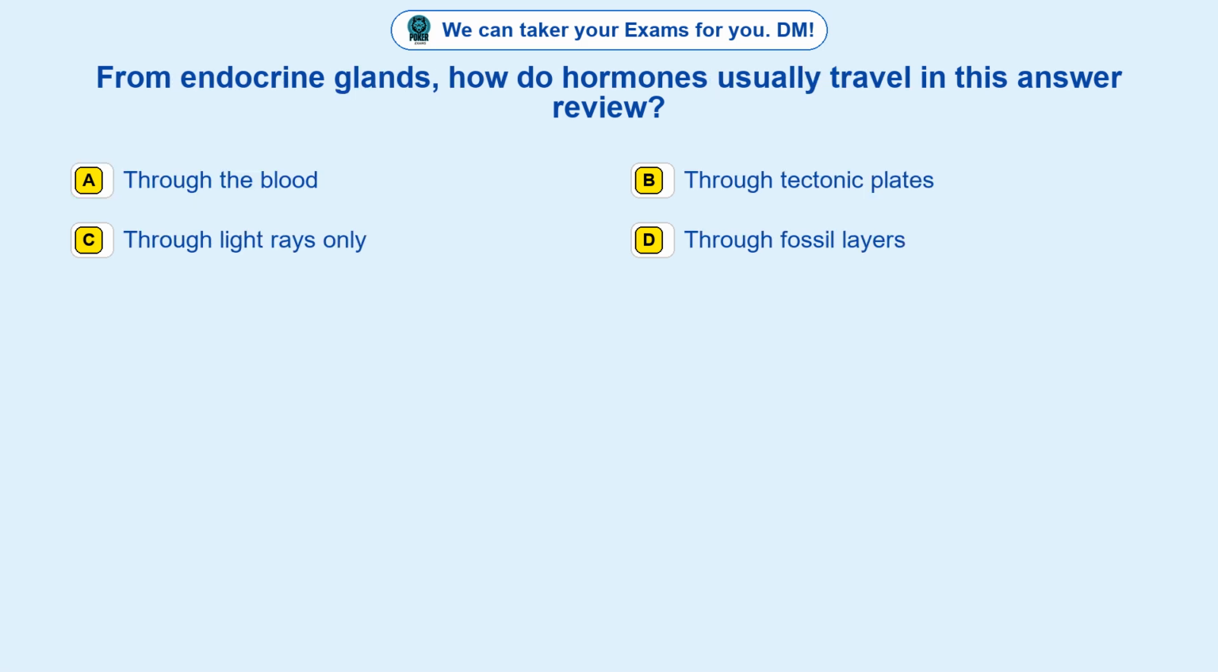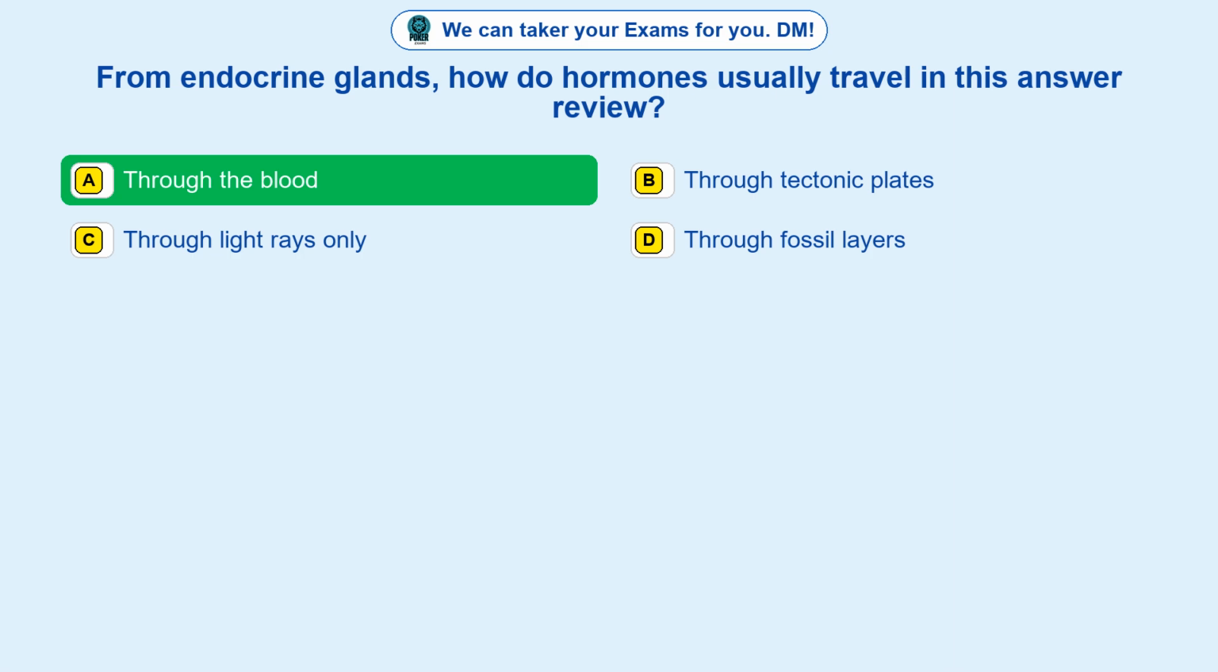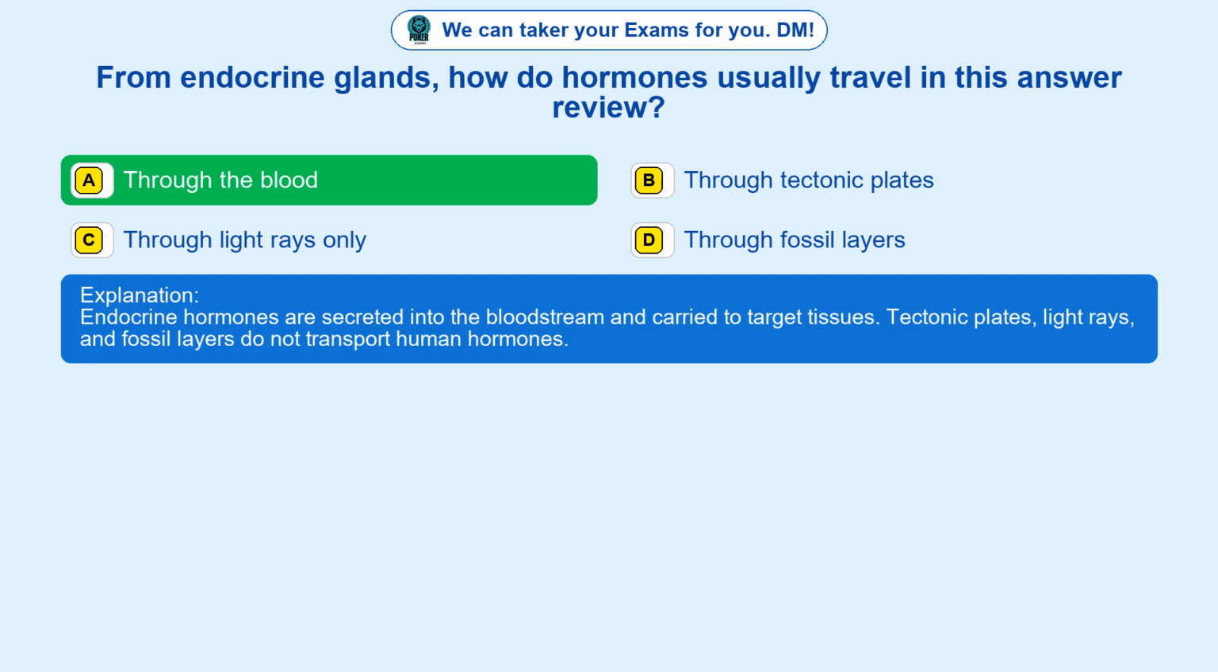Question 28. From endocrine glands, how do hormones usually travel in this answer review? Option A. Through the blood. Option B. Through tectonic plates. Option C. Through light rays only. Option D. Through fossil layers. The correct answer is option A. Through the blood. Endocrine hormones are secreted into the bloodstream and carried to target tissues. Tectonic plates, light rays, and fossil layers do not transport human hormones.